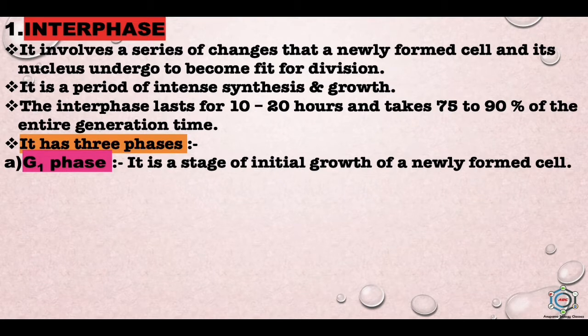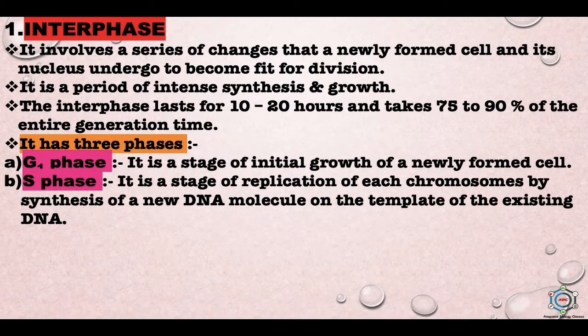It is a stage of initial growth of a newly formed cell. It is also known as gap 1. In this phase, the cell grows and synthesizes various enzymes and nutrients that are needed later on for DNA replication and cell division. In this phase, there is a synthesis of biochemicals like RNA, proteins, enzymes for DNA synthesis, amino acids for histone formation, and nucleotide and ATP formation.